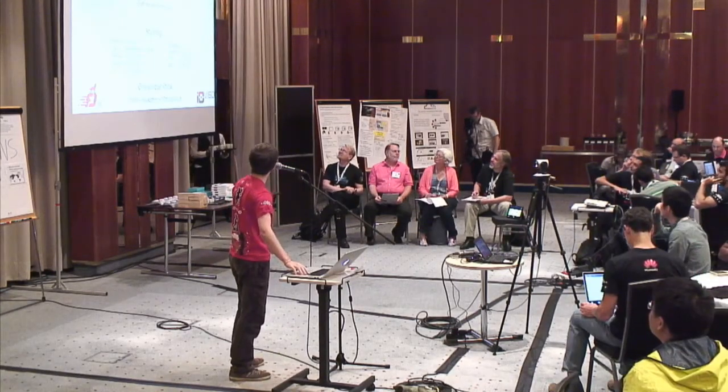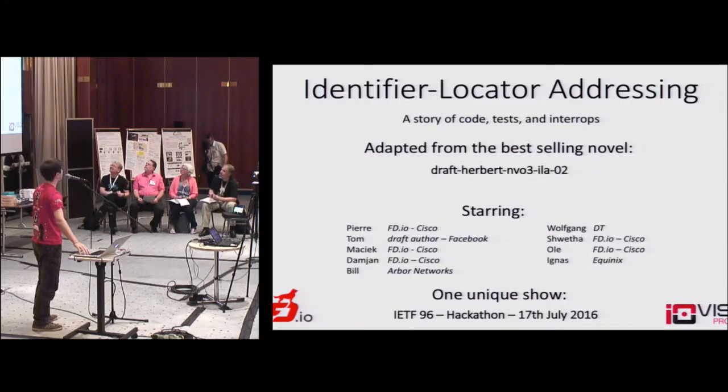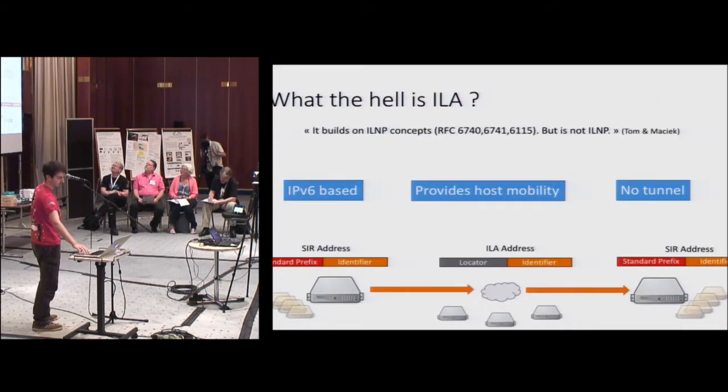So this is a team of fantastic people that worked with us. Half of them for FDIO, the group, and half of them other people joining us this time. So very quickly, ILA is basically something that is based on IPv6. It provides us host mobility in data center, but not only, and it works with no tunneling. You take an IPv6 address.